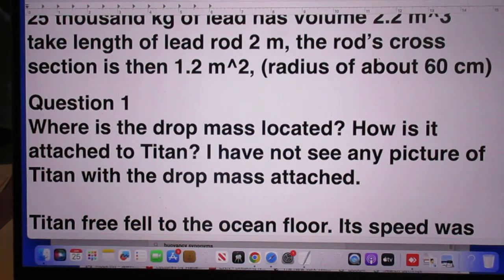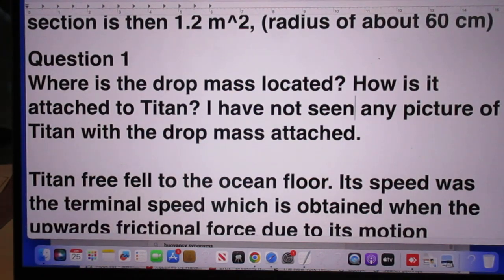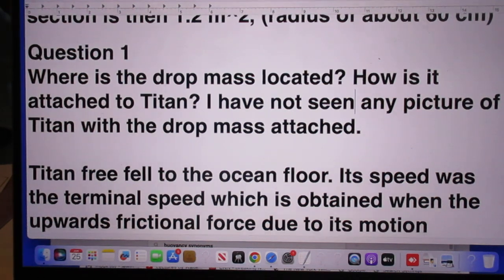Where is the drop mass located? That's my first question. How is it attached to Titan? I have not seen any picture of Titan with the drop mass attached. Pretty silly in my book, but I have not seen such a picture.